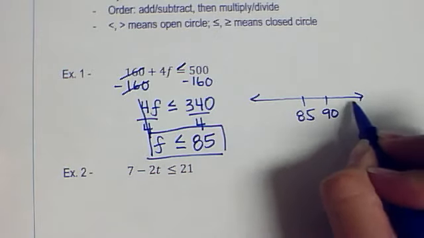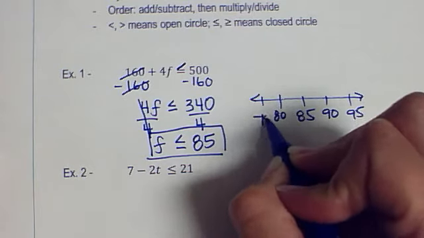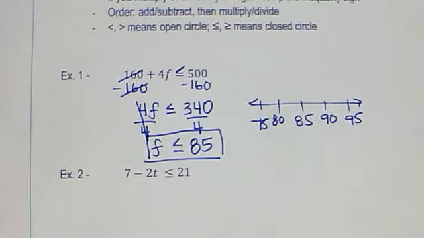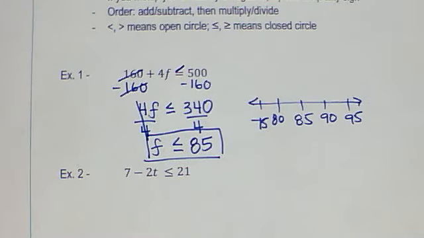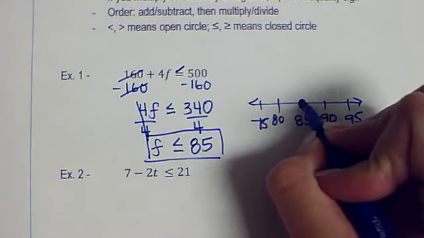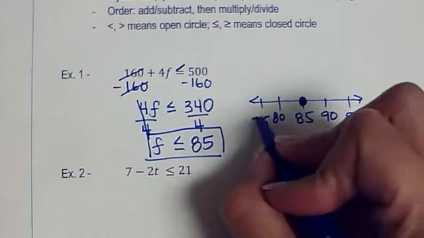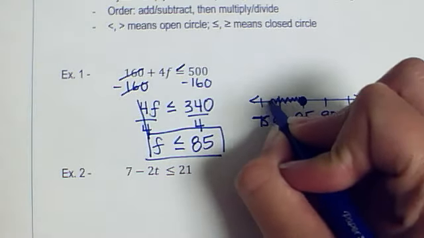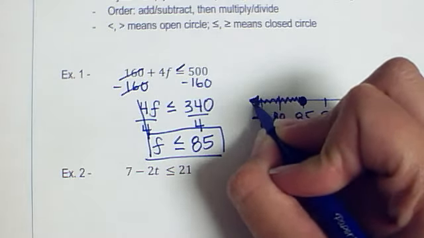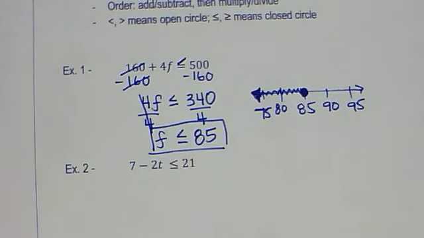I'm going to just go by 5s, 90, 95. On the other side, 80, 75. You can go by whatever number you want. If you want to go by 1s, that's fine. Hopefully you can tell that this is going to have a closed circle on 85. And it's less than, so numbers less than 85 would be like 80 and 75 and 70, on and on. So we're going to shade in this direction, being sure we're shading the arrow, so I can definitely tell what you're trying to say is the answer.